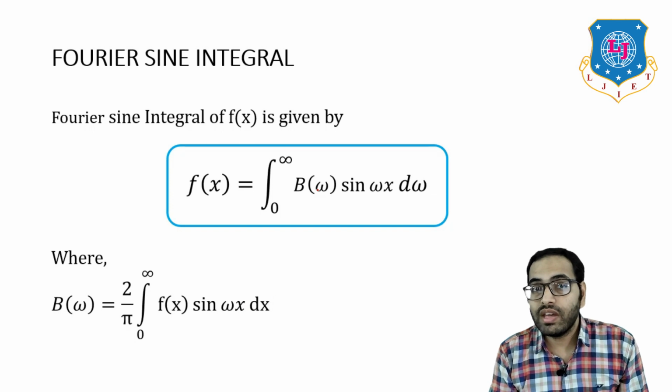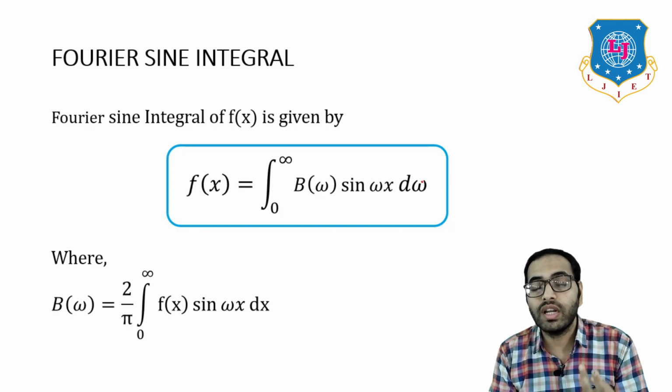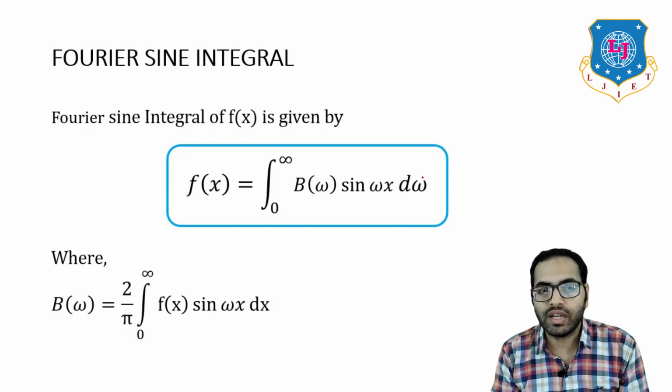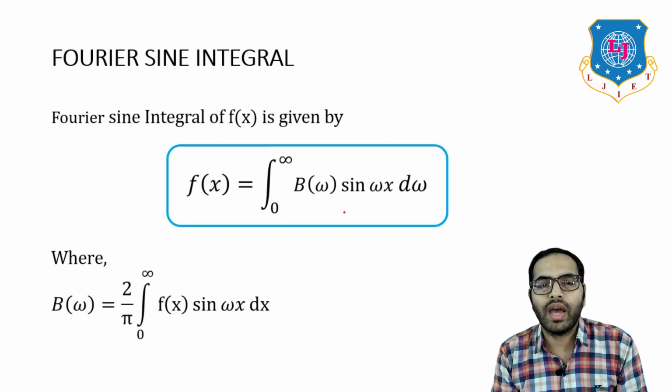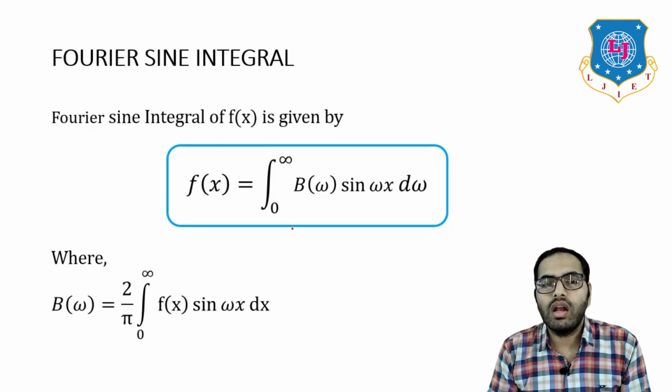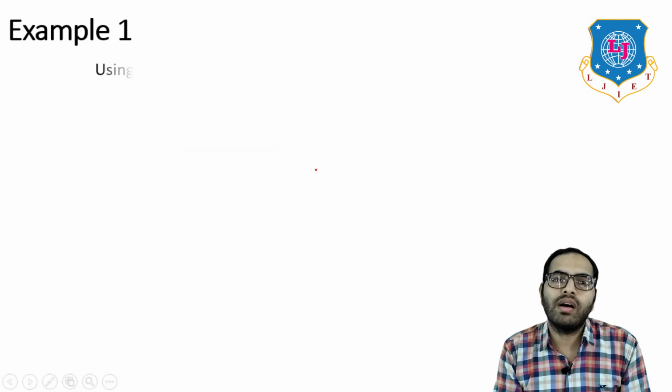See, basically we have a total of three methods: Fourier integral, cosine integral and sine integral. In the cosine integral, we just find the value of a omega. In the sine integral, we just find the value of b omega and substitute it in the Fourier integral formula. Let's move on to one example.